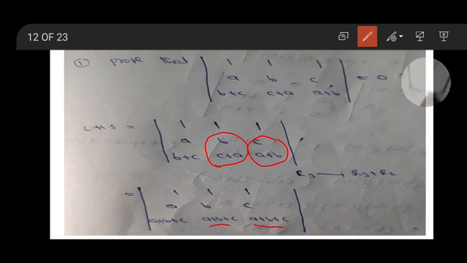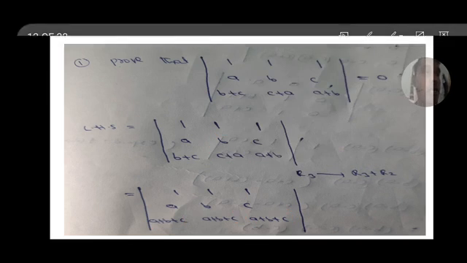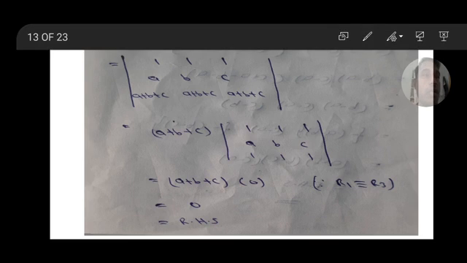So in the third row, if you take this one, A plus B plus C into 1, A plus B plus C into 1, A plus B plus C into 1. Every element is multiplied with A plus B plus C. So here A plus B plus C is the common factor k. A plus B plus C will come outside.